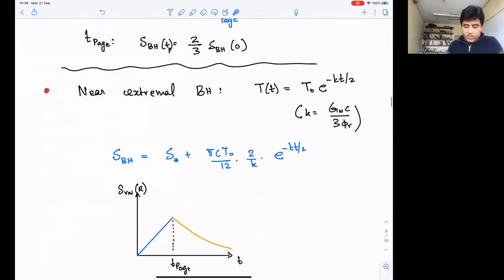You can do the same analysis for near extremal black holes, and in that case the temperature decreases exponentially with time. And the exponent k here is the effective Newton's constant, or the effective coupling of the matter fields in the semi-classical limit to the gravity degrees of freedom. In JT gravity, this is often denoted by this little k. It is given by the 4D Newton's constant times the number of degrees of freedom divided by 3 phi r, where phi r is effectively the area of the horizon of the 4D black hole, very roughly speaking.